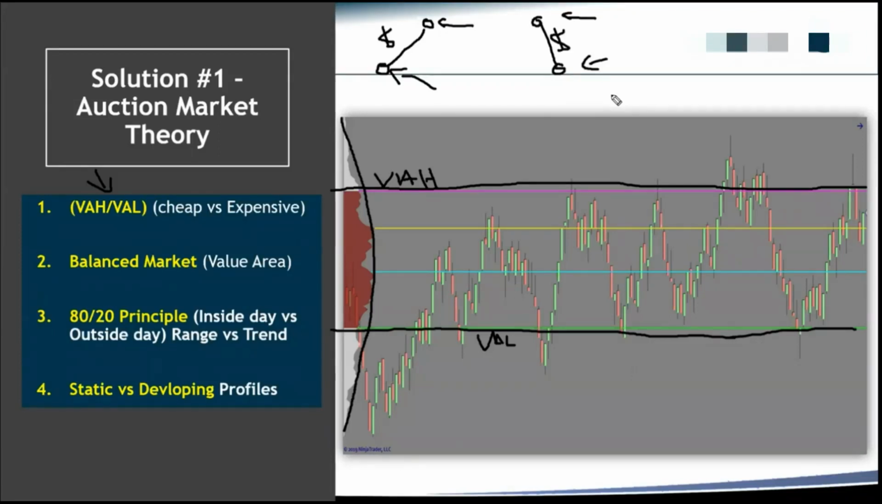Okay, now let me kind of explain this. Anything at or above the value area high is considered expensive. Anything at or below is considered cheap.